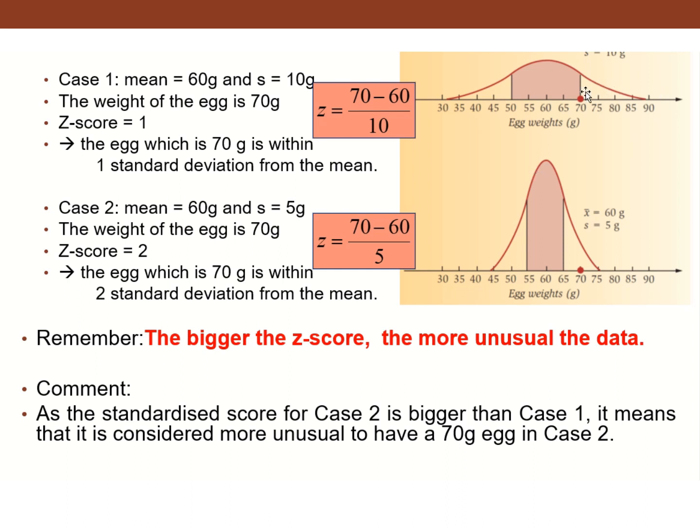What does that tell you? That's 1 standard deviation from the mean. Case 2, you have a mean of 60 and your standard deviation is 5. The weight is 70.